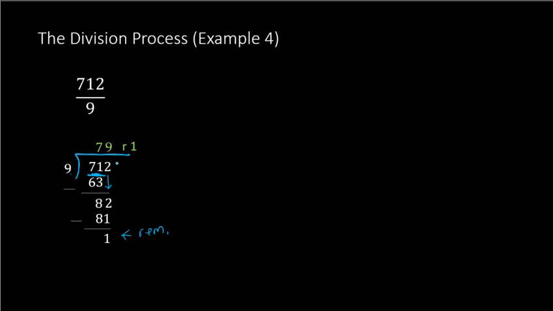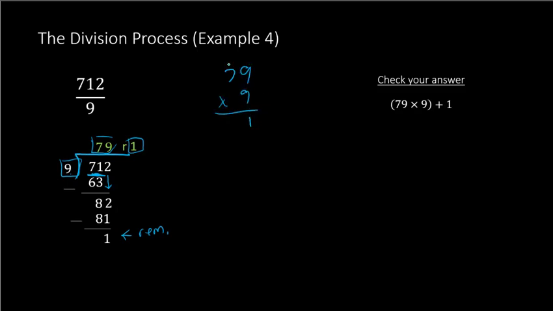And now to double check your work, what we can do is we take 79, multiply it by 9, then add the remainder of 1. So 79 times 9 plus 1 should give you 712. So we can verify that, because if we do 79 times 9, 9 times 9 is 81, so take the 1 and then carry the 8. 9 times 7 is 63, plus 8 is 71. So we have 711 plus the 1, that gives you 712. So because that number is the same as your dividend, that means we do have the correct solution of 79 with a remainder of 1.